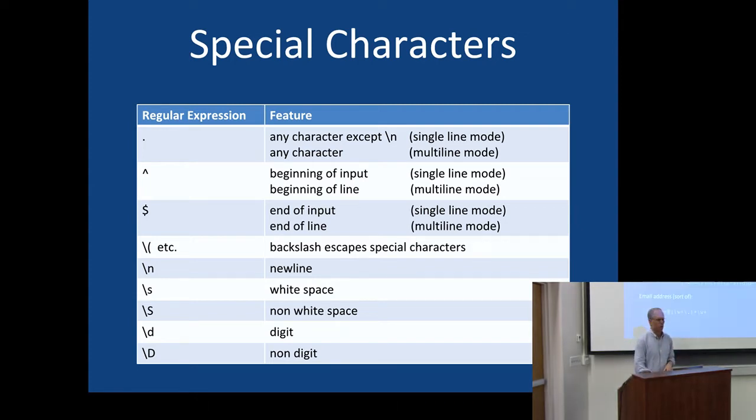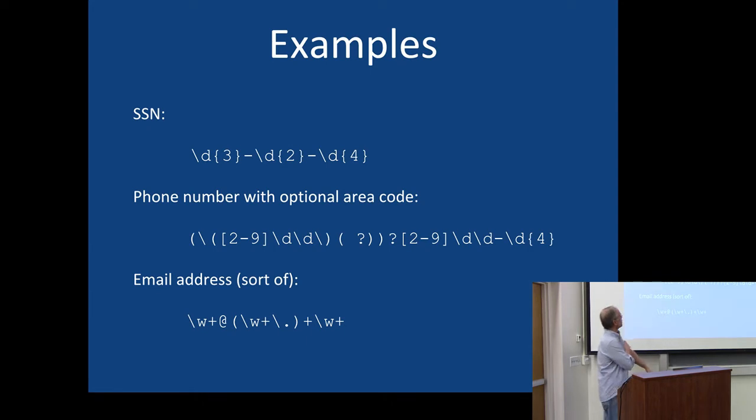Okay, I do want to look at a couple of examples. So this is a social security number. So that says three, backslash D and then 3. What's that mean? Any 3 digits, followed by a hyphen, followed by 2 digits, followed by 4 digits. So that's a social security number.